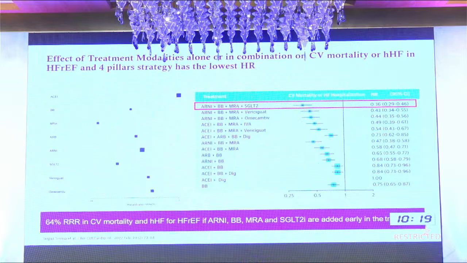What is clearly shown in this slide is that when we combine the 4 pillars, there is a clear-cut 64% risk reduction of mortality if you are using ARNI, beta blocker, MRA and SGLT2 inhibitors in patients who have heart failure with reduced ejection fraction. And with any other combination, though there may be a benefit, the benefit doesn't match this quadruple combination. This has to be remembered: we need to use all 4 pillars to get the best result in patients with heart failure with reduced ejection fraction.